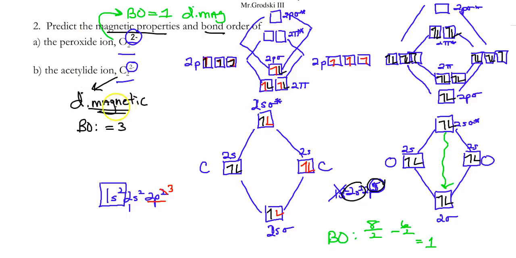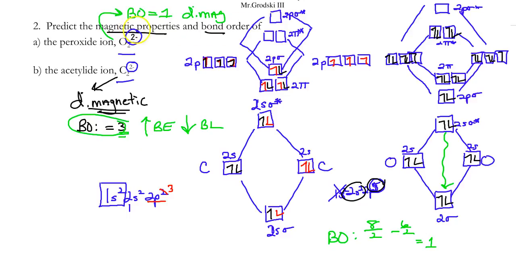Well, because C2 2- has a bond order of 3, it's going to have what? A higher bond energy to break it if it has 2 more additional bonds, and it's going to have a shorter bond length because it's being pulled in tighter. So that's important you get that.